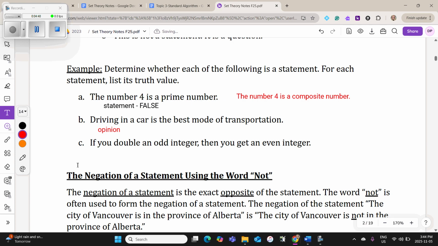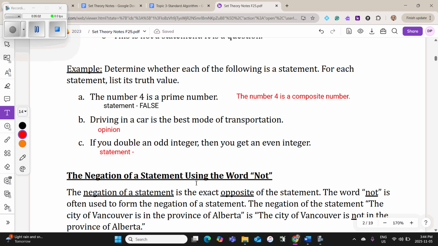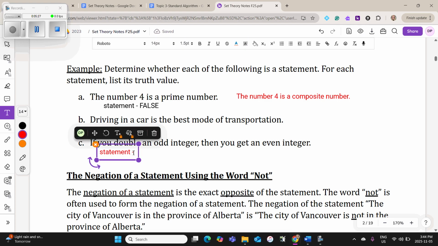Okay, the next one. If you double an odd integer, you get an even integer. So I do notice that this is definitely a statement. Now the question is, is it true? So let's just reread it. Double an odd integer. So remember, an odd integer is a number that ends in 1, 3, 5, 7, or 9. So if I double an odd integer, I'll get an even integer. So I'm just going to try it. 3 is odd. I'm going to double it. I get 6. 11 is odd. I'm going to double it. I get 22. So yes, this is true.